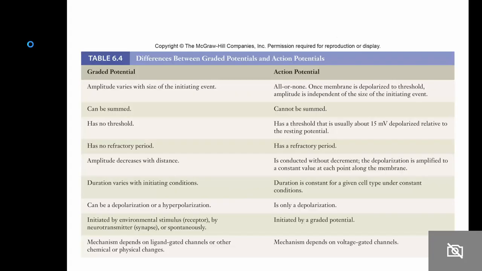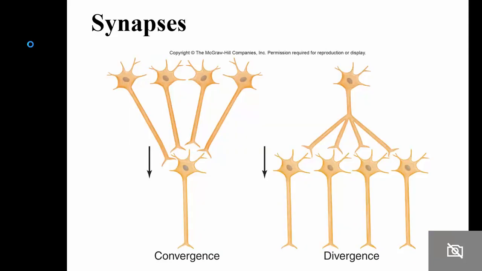All right, so this is that table I talked about the other day. You should look this over, know the difference between graded and action potentials, right? There's good stuff in here. Convergence, so synapses. This is the third section now of this chapter. Synapses can either be convergent or divergent. So in this case, you have 4 neurons that feed into one.